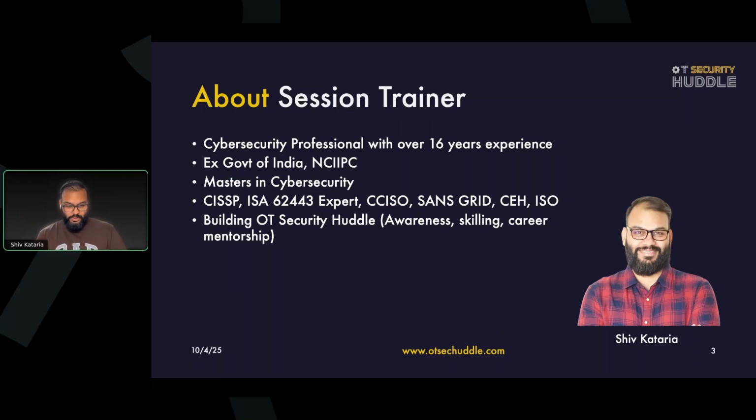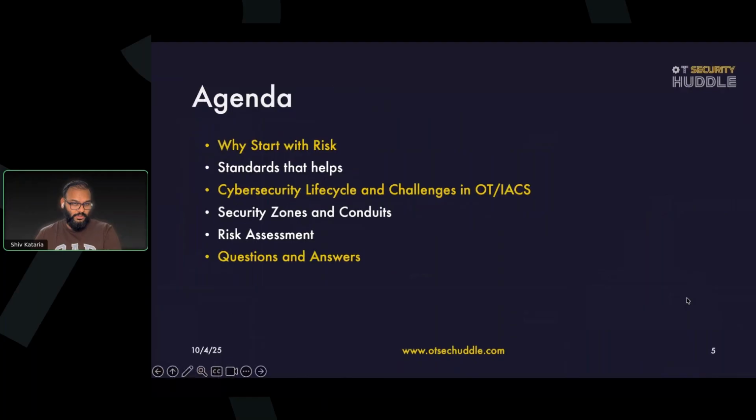Now, without further ado, let's dig into the agenda. We'll start with why we really need to start with the risk. Then we'll see a few of the standards which are available to us. We'll get into the cybersecurity lifecycle according to the IEC 62443 standard itself. A quick view on the zones and conduits, and then we will see how the process actually is for doing the risk assessment in ICS. At the end, we'll have some questions from the participants. I'll try to answer your queries, so do post your questions throughout the session. I'll try to address them at the end.